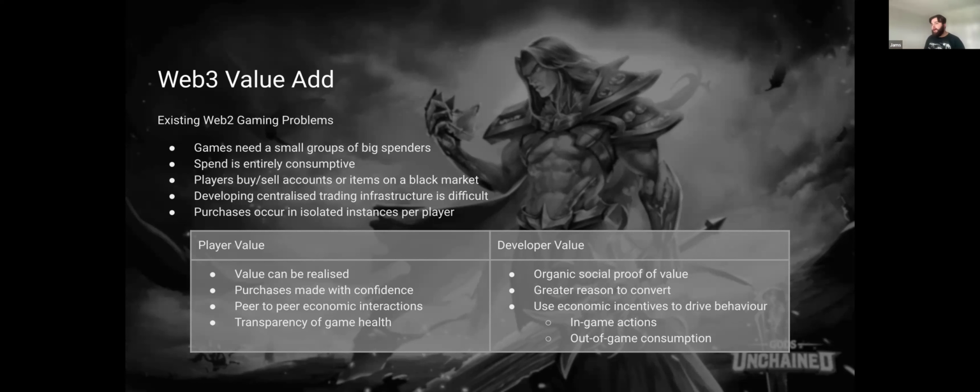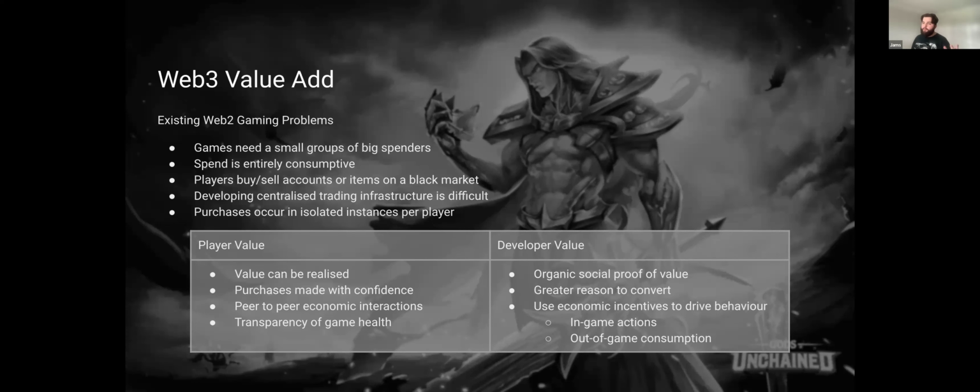In Web2 gaming, spend is entirely consumptive as well. This is something where we can add value for the audience and the players as opposed to the developers as much, but I'll get into the developer value later. But essentially, if a player buys something in a game, that is inherently consumptive, even if it's something that I can have on my account in the long term.